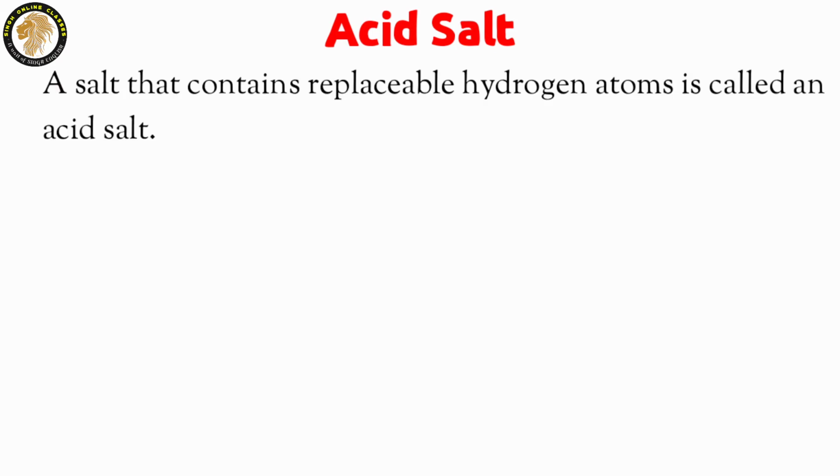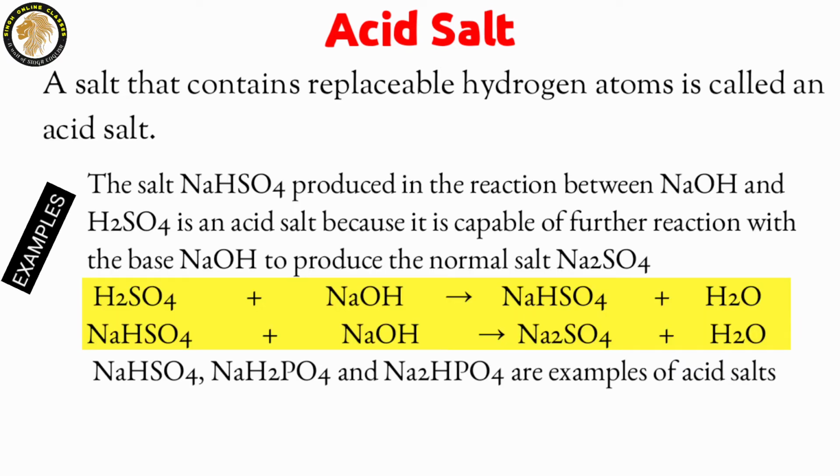A salt that contains replaceable hydrogen atoms is called an acid salt. For example here, again we have taken the same example, sulfuric acid plus sodium hydroxide. See, as a result we got sodium hydrogen sulfate. So here you can see one hydrogen atom is present. That is why it is said to be an acid salt. So this sodium hydrogen sulfate can replace one hydrogen when it further reacts with another hydroxide group. So here it is said to be acid salt.